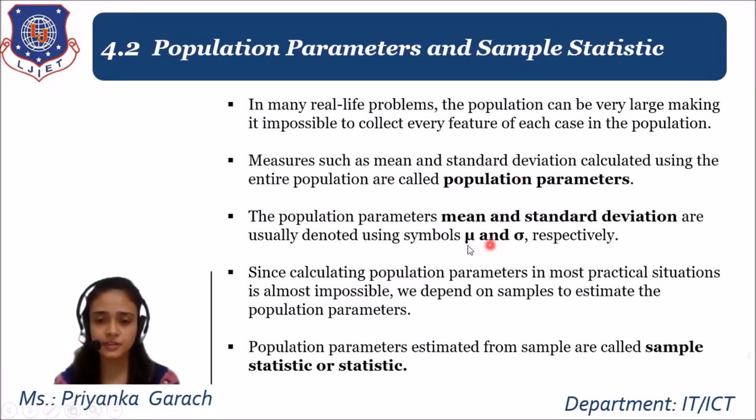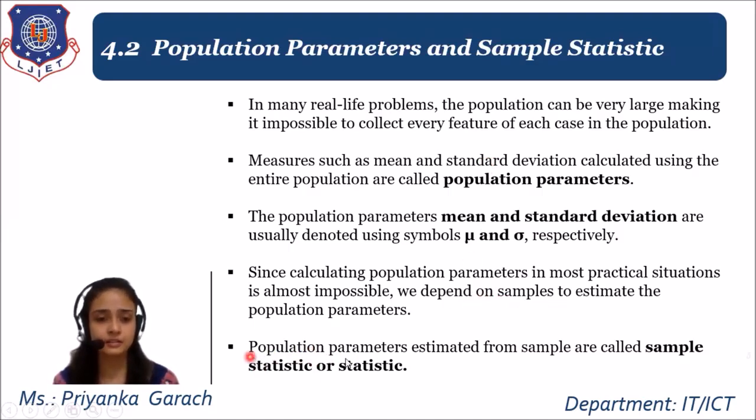The mean and standard deviation are represented as mu and sigma for the population parameters. Now what is a sample statistic? Since calculating population parameters is in most practical situations almost impossible, we depend on samples to estimate the population parameters. The population is very large, so it is difficult to calculate the population parameters, that is, the mean and the standard deviation. So we depend on the sample to estimate the population parameters.